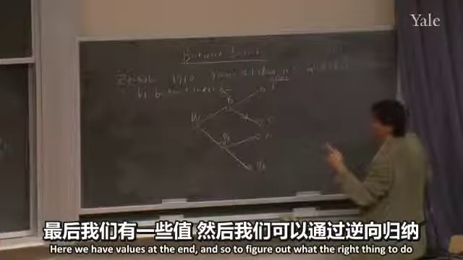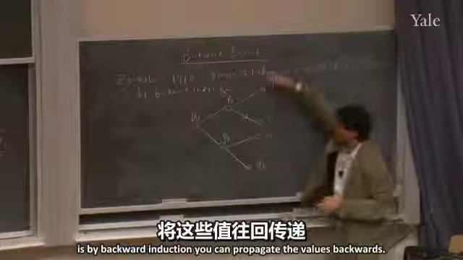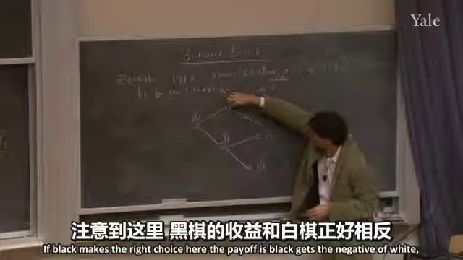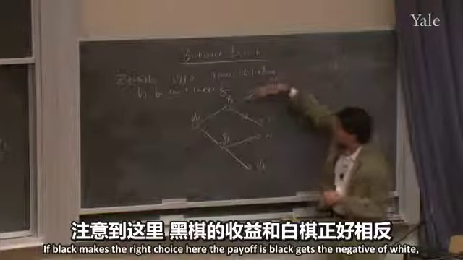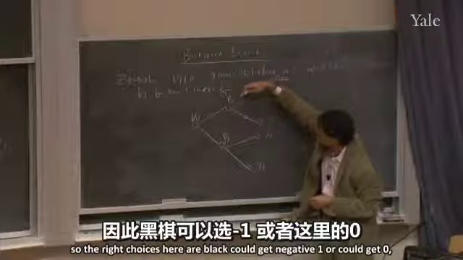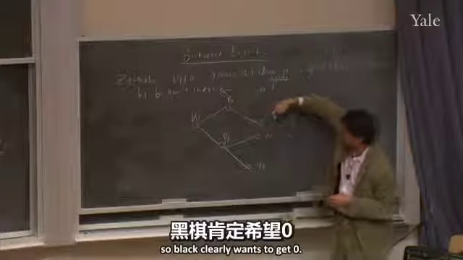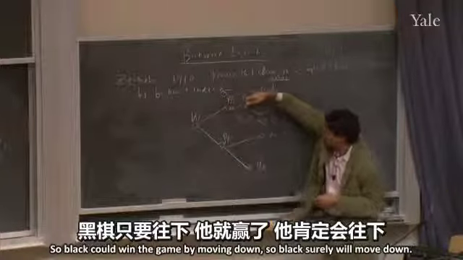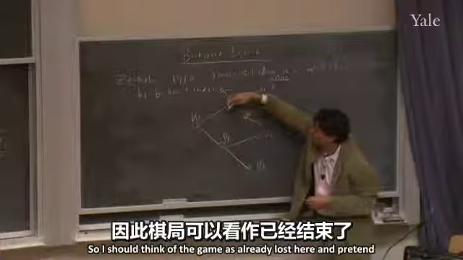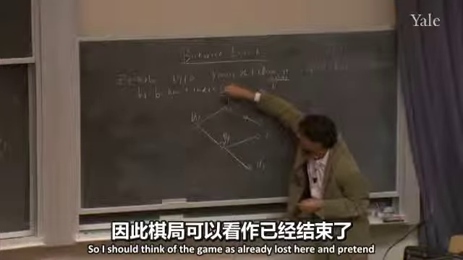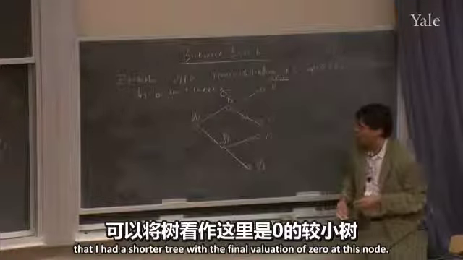Okay, and so to figure out what the right thing to do is, by backward induction, you can propagate the values backwards. If black makes the right choice here, the payoff is that black gets the negative of white. So the choices here are black could get -1 or could get 0. So black clearly wants to get 0. So black could win the game by moving down. So black surely will move down. So I should think of the game as already lost here and pretend that I had a shorter tree with a final valuation of 0 at this node.